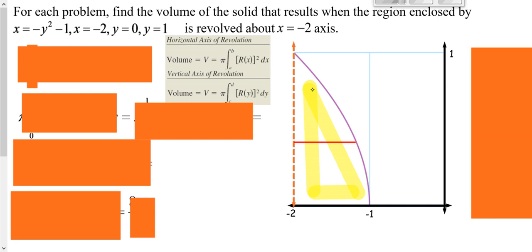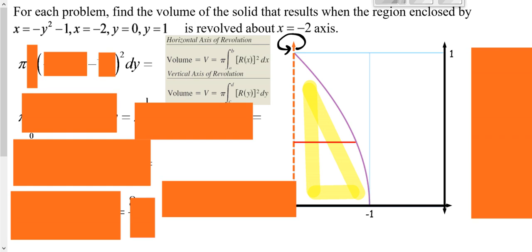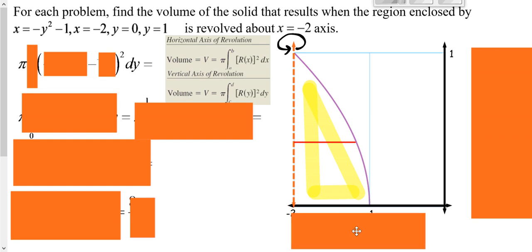And we're revolving around this right here. So it's a solid shape, vertical axis of revolution. So with a vertical axis of revolution, we know that we're going to be dealing with y's. So your bounds are going to be how far up and down it goes. Starts at a height of 0, goes up to a height of 1.